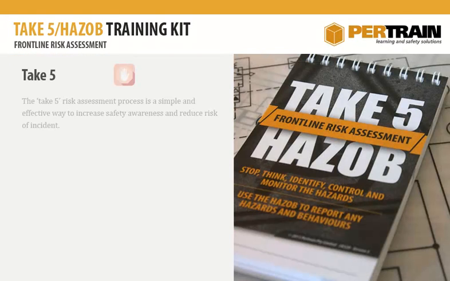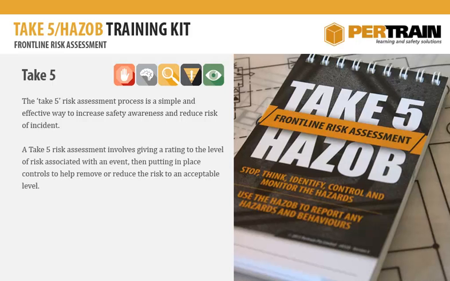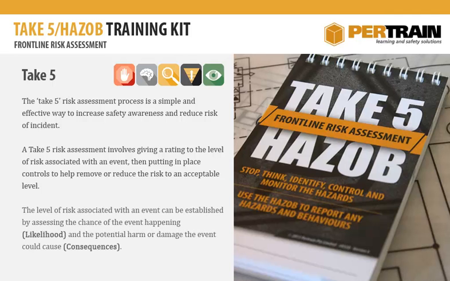Take 5. The Take 5 risk assessment process is a simple and effective way to increase safety awareness and reduce risk of incident. A Take 5 risk assessment involves giving a rating of the level of risk associated with an event, then putting in place controls to help remove or reduce the risk to an acceptable level. The level of risk associated with an event can be established by assessing the chance of the event happening, likelihood, and the potential harm or damage the event could cause, consequences.